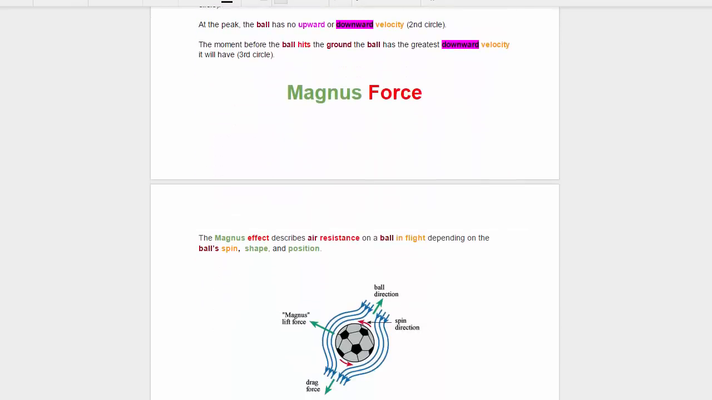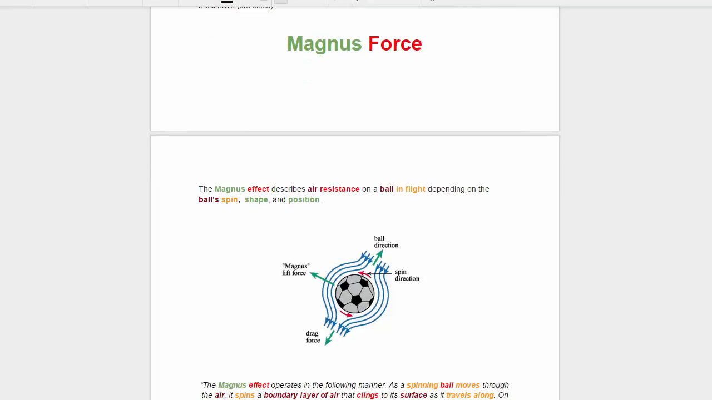Last force to consider is Magnus Force. Magnus Force describes air resistance on a ball in flight depending on the ball's spin, shape, and position. Depending on how long the ball is in the air, the shape of the ball, and how fast the ball is spinning, it can have a great effect.